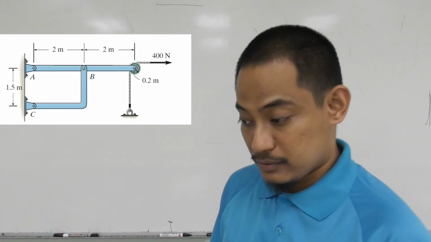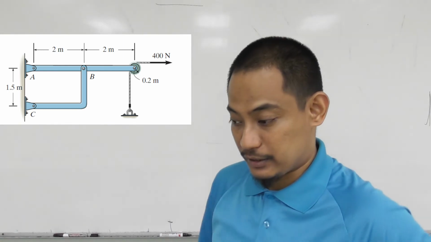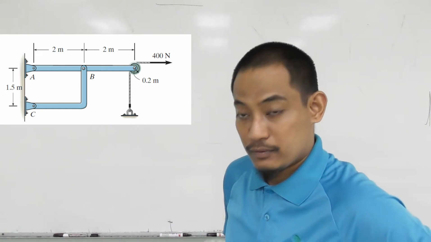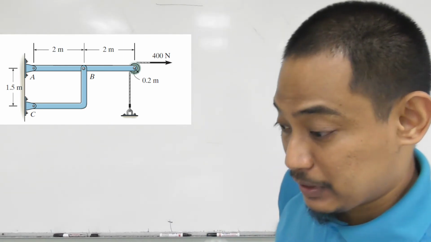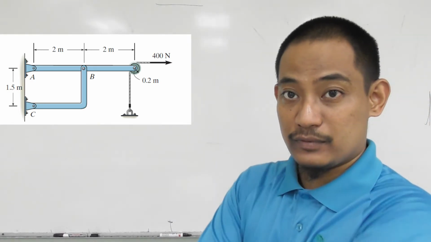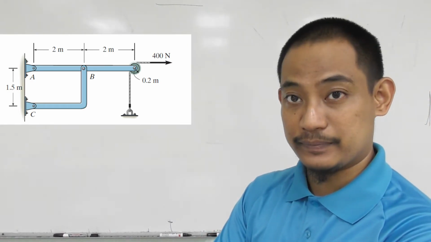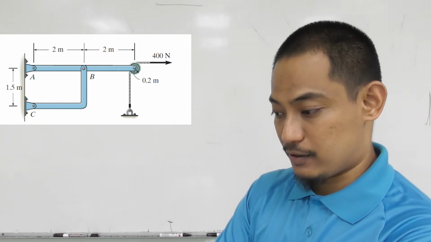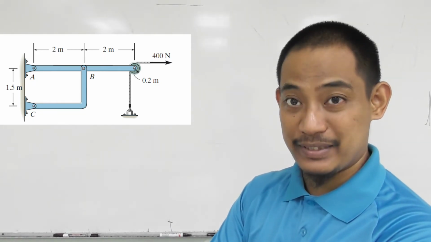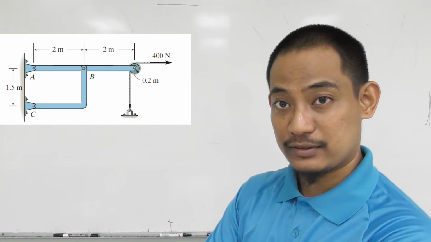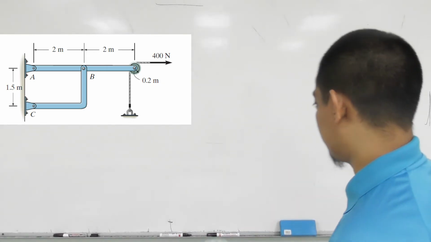Alright, next. Okay, can you draw the free body diagram? Okay, you have enough time, right? Alright, so the first question is what? Is there any two force member, right? And yes, there is, which is member BC, correct? So member BC is two force member.